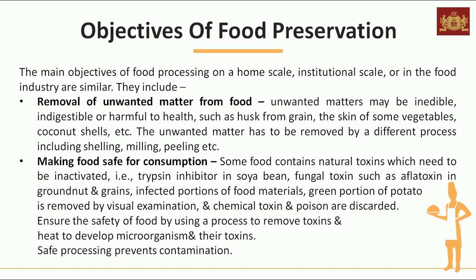Some food contains natural toxins which need to be inactivated, that is, trypsin inhibitor in soybean, fungal toxins such as aflatoxin in groundnut and grains. Infected portions of food materials, the green portion of potato, are removed by visual examination, and chemical toxin and poison are discarded. Ensure the safety of food by using a process to remove toxins and heat to destroy microorganisms and their toxins. Safe processing prevents contamination.